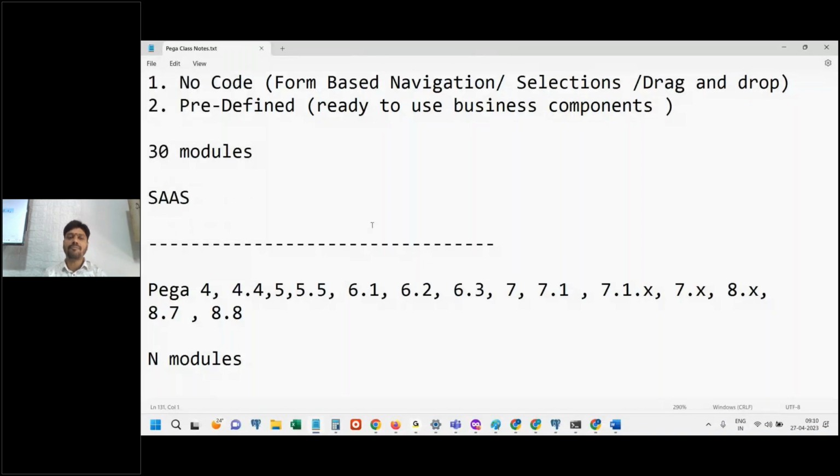These are the versions of PEGA. We are going to work on this version. PEGA 4, 4.4, 5, 5.5 and so on, up to 8.7, 8.8. The 8.8 personal edition is not available so far. We're going to work on 8.7. This is what we have discussed till yesterday. These are the points. And then I have taken up some doubts and questions.